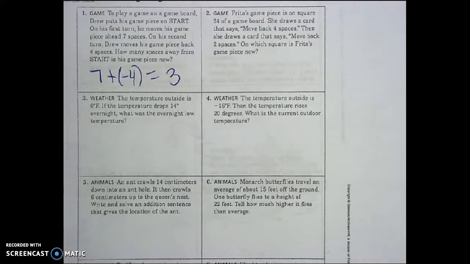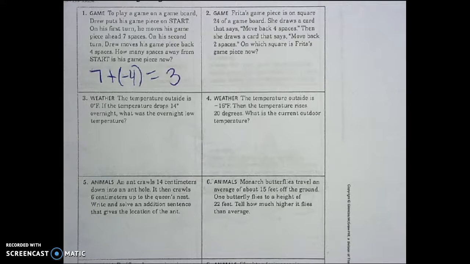Alright, we're going to review adding and subtracting word problems. Number 2, Frida's game piece is on square 24 of a game board. She draws a card that says move back 4 spaces. Then she draws a card that says move back 2 spaces. On which square is Frida's game piece now?